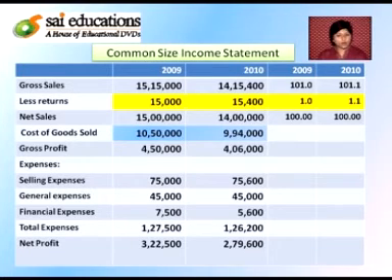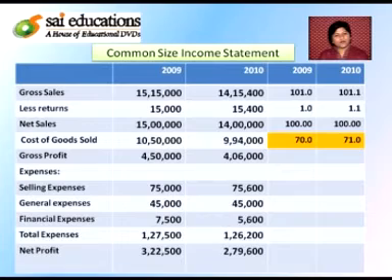And now we are going to convert cost of goods sold. In the year 2009, cost of goods sold were 10,50,000. 10,50,000 divided by 15 lakh multiplied by 100 means 70.0. It means that 70% of the sales is the cost of goods sold. Similarly, for the year 2010, the resultant variable is 71. Means in the year 2010, 71% of sales were cost of goods sold. इसका मतलब 2010 में कंपनी की कॉस्ट ऑफ गुड्स सोल्ड एज कंपेयर टू सेल्स बढ़ गई है.